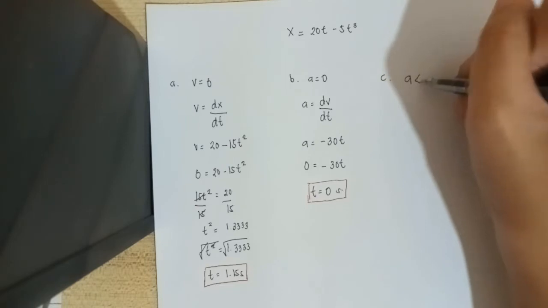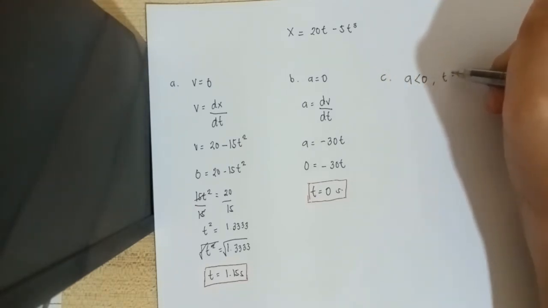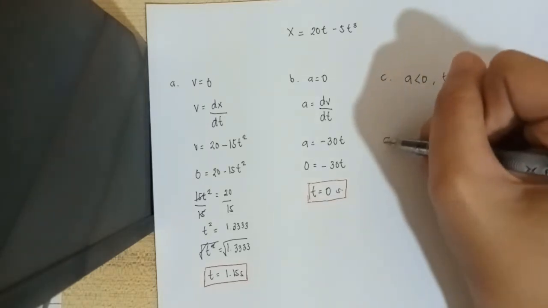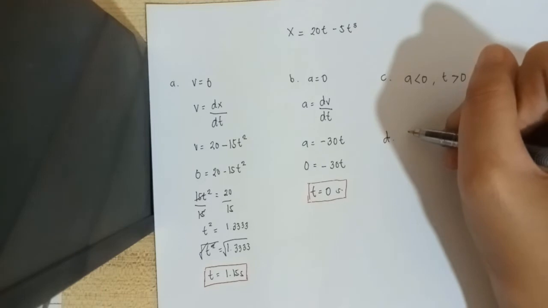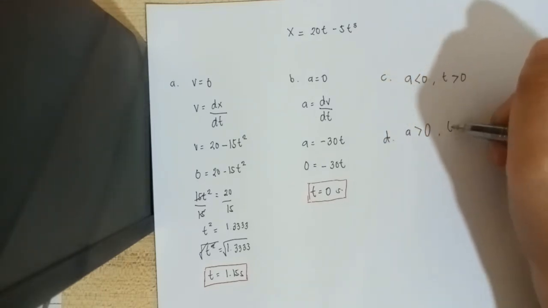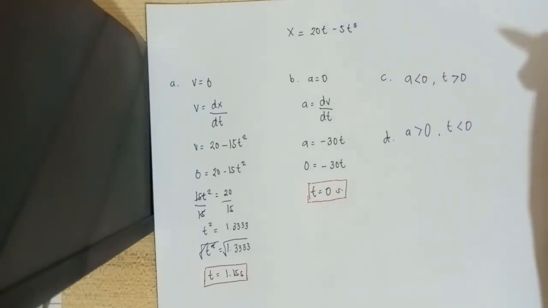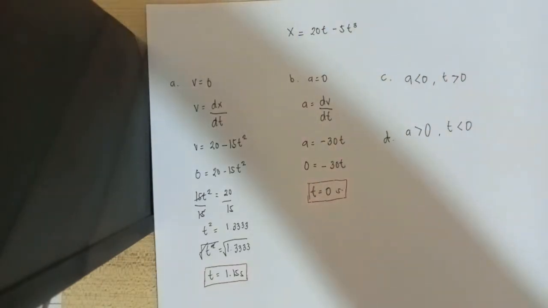So for letter C, if the acceleration is less than 0, our t is positive. So D, if our acceleration is greater than 0, our time would be negative.